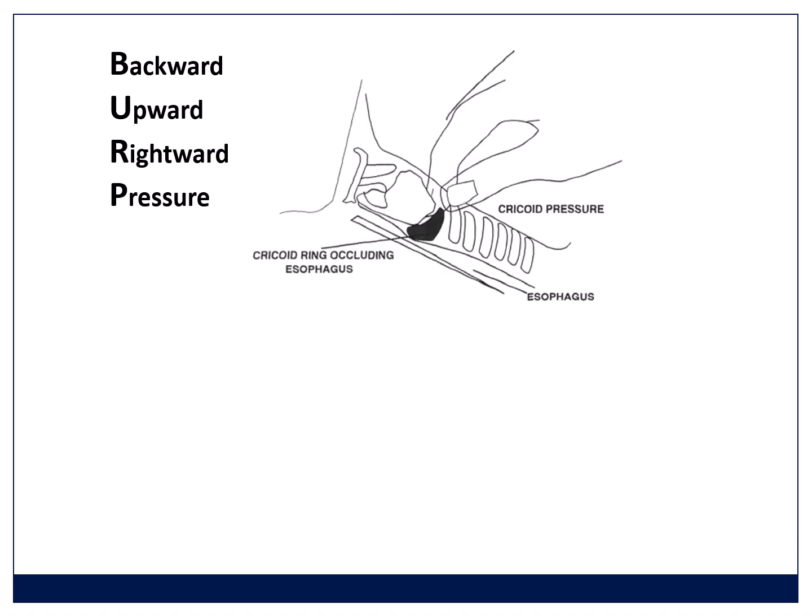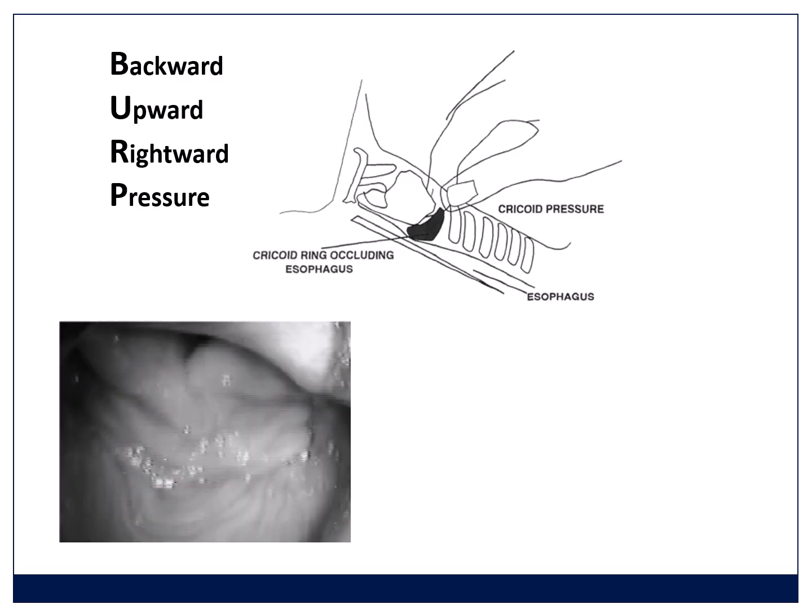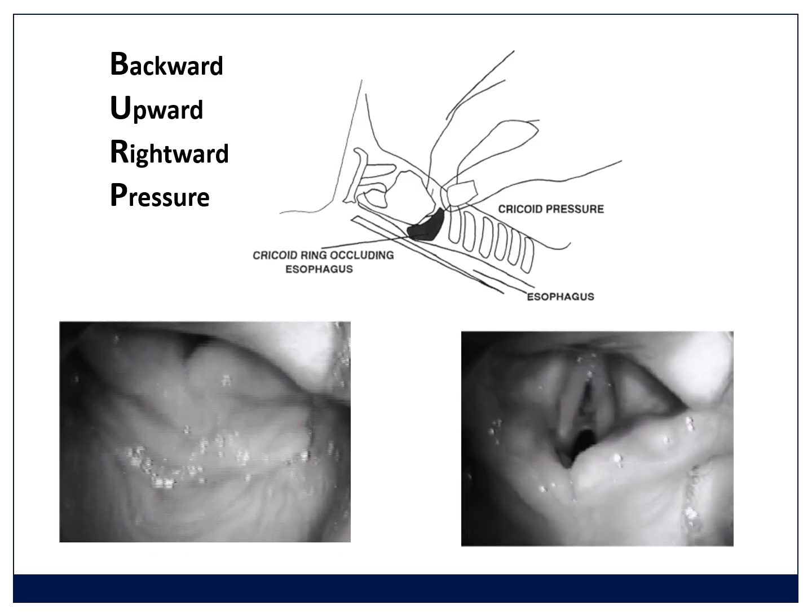So the burp maneuver stands for backward, upward, rightward pressure. And this maneuver is really, really useful in converting an airway that looks like this when you go into the airway. So what you do is you see there, I haven't got a great view, so you ask your assistant to press down on the cricoid ring and then press it upwards towards the jaw and to the patient's right. And if you're holding a laryngoscope there, that will then bring the airway into view like this, and you'll see the vocal cords. I find this very, very useful.